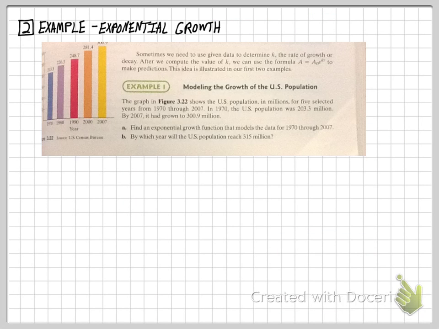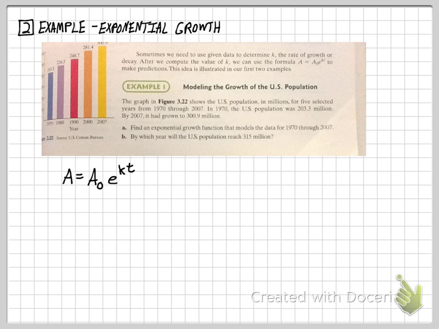We're going to try to come up with an exponential growth model for the population of the United States. If you read through this problem, you will see that they asked for both the model and then an additional piece of information in Part B. So right off the bat, I want to start with my formula. A equals A sub 0 e to the kt. And then my job again is to figure out the a sub 0 value and the k value.